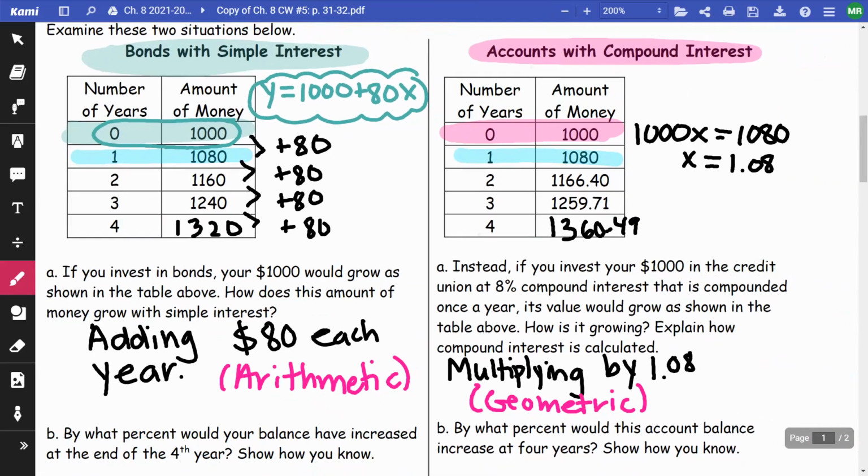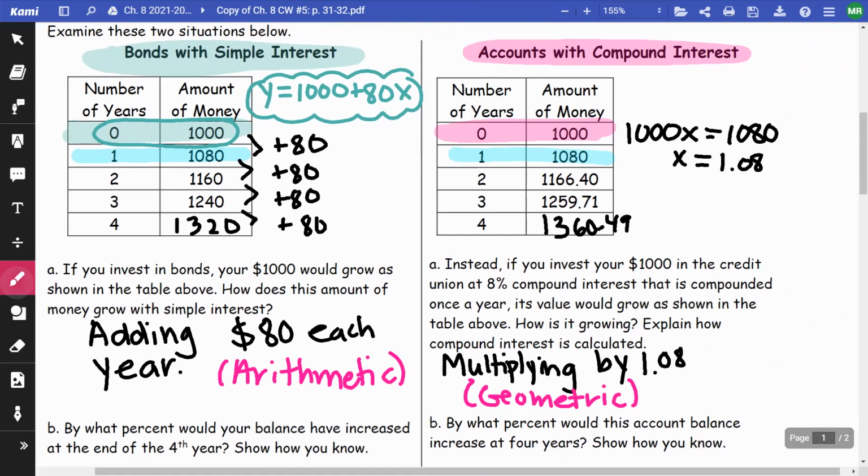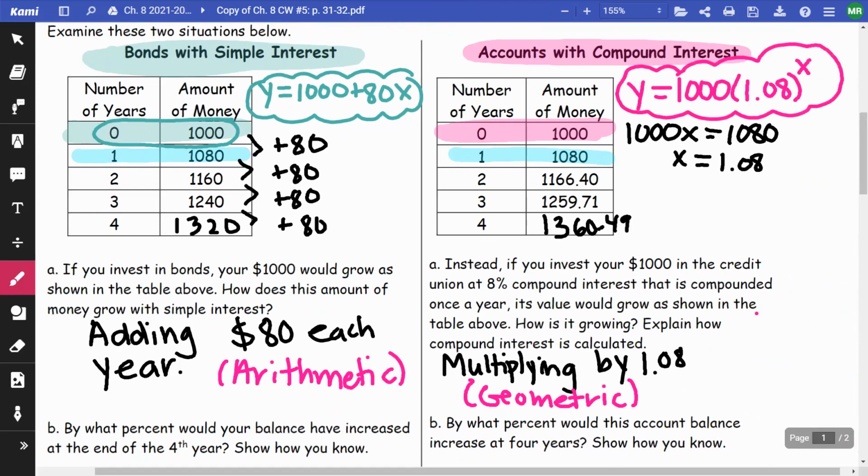So now let's come over to this one. For this one, I am again going to have y equal. This time I'm starting again with 1,000, but I'm not adding, I'm multiplying. And I'm multiplying by 1.08. And when I multiply over and over and over again, I raise that to the power x. And that's my equation for the compound interest. And that's going to be an exponential graph.